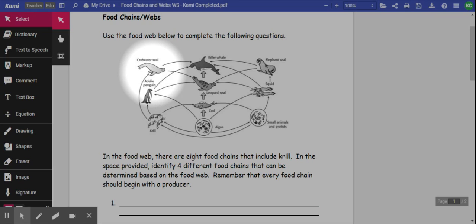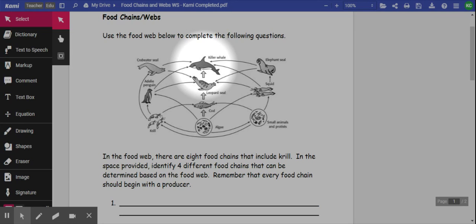Another possibility is that the crab eater seal gives its energy to the leopard seal, which means that the leopard seal eats the crab eater seal. And another possibility from there is that the leopard seal gives its energy to the killer whale, which means that the killer whale eats the leopard seal. Now we'll notice that nothing on this food web eats the killer whale. The killer whale doesn't give its energy to anything. That means we'll call that an apex predator. It's at the top of the food chain, the top of the energy pyramid, if you want to think about it that way.